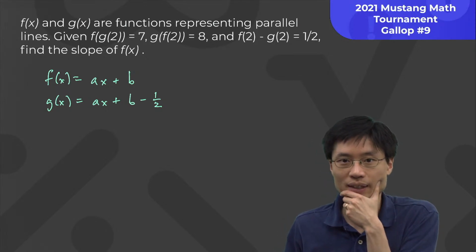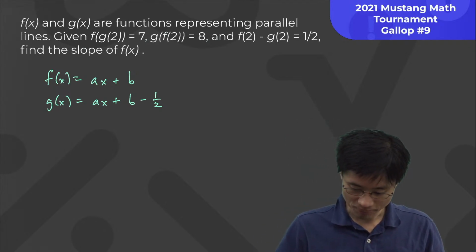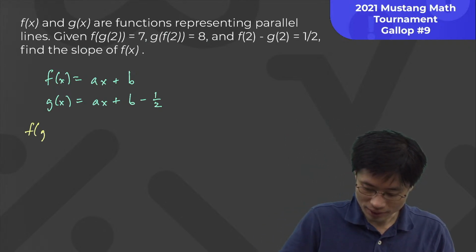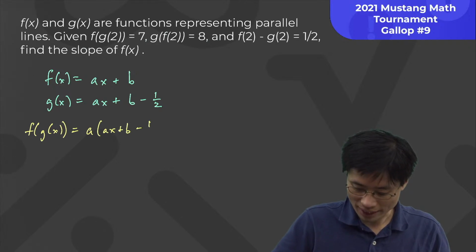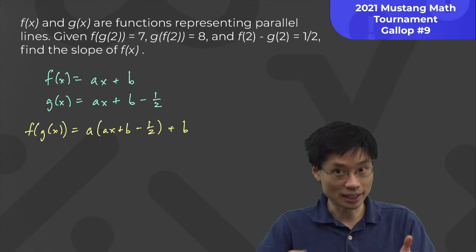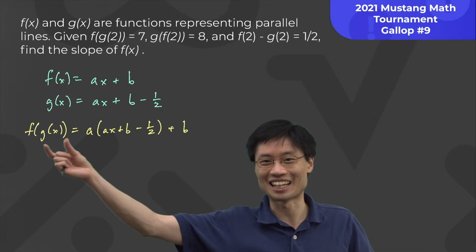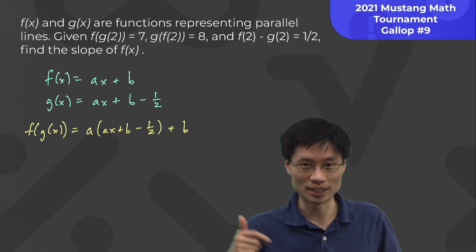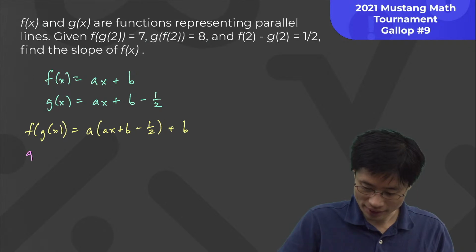Okay, let's see. So if I wanted to actually do this, what is f of g? Let's find out what f of g of x is. You just put a g in there: a times (ax plus b minus a half), and then plus b. I want to see if there's a neat pattern. Sorry, no, that's g first and then f. f of g of x means you do g first, throw it in there. That's kind of interesting. Well, what happens if I compare that to g of f of x?